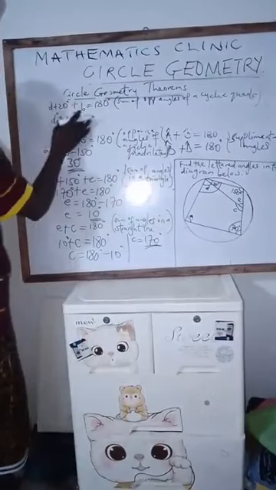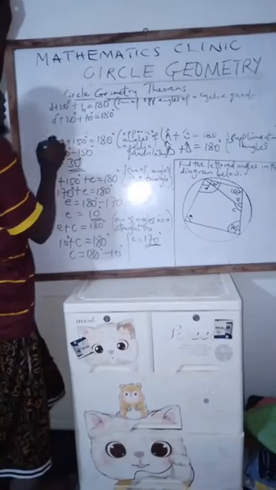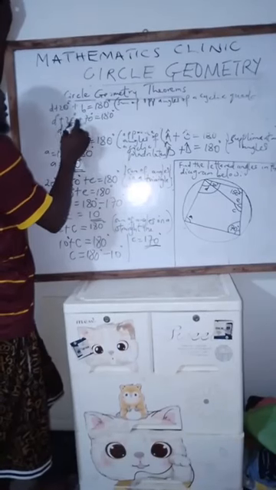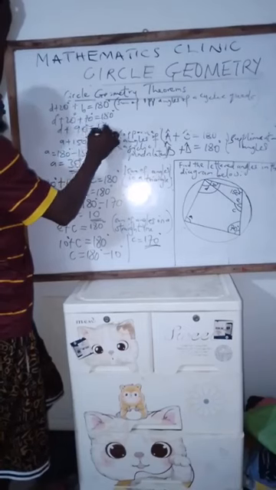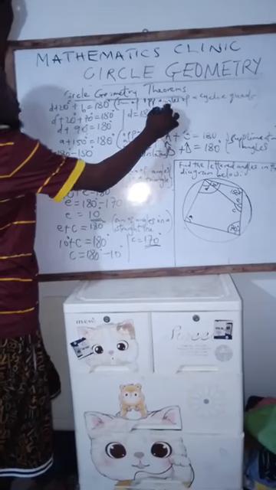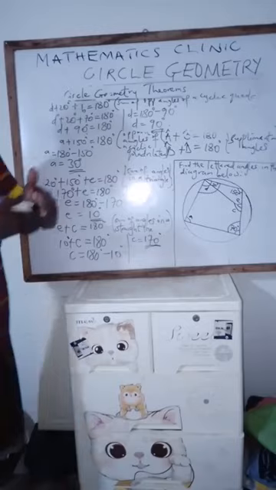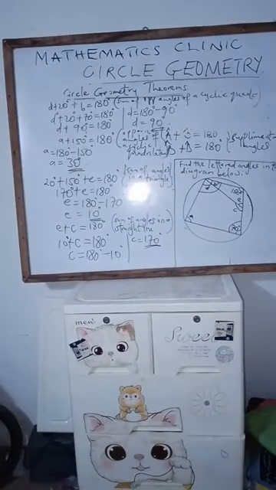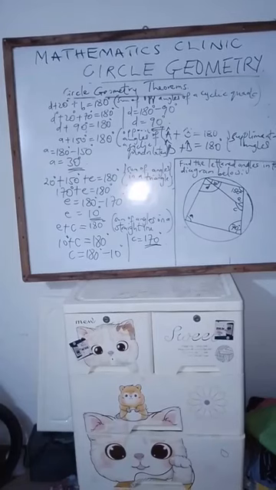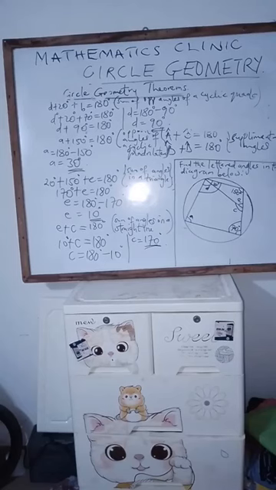So D plus B, D plus 20 plus 70 must be equal to 180. So D plus 20, D plus 90 is equal to 180 degrees. Automatically, D would have been 180 degrees minus 90 degrees. D will be 90 degrees. That's how to apply theorem number 5.